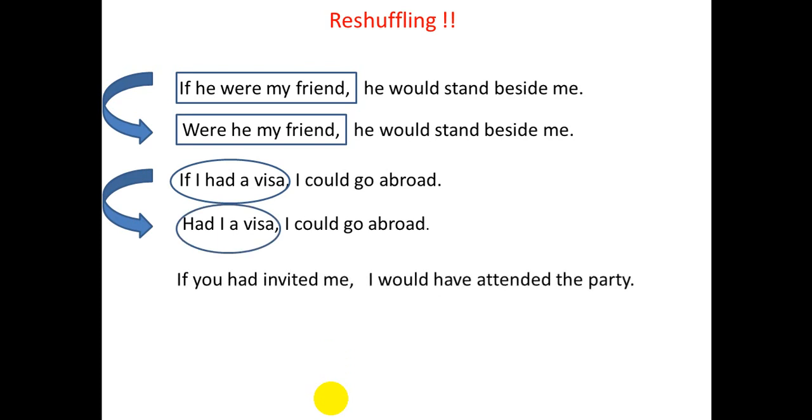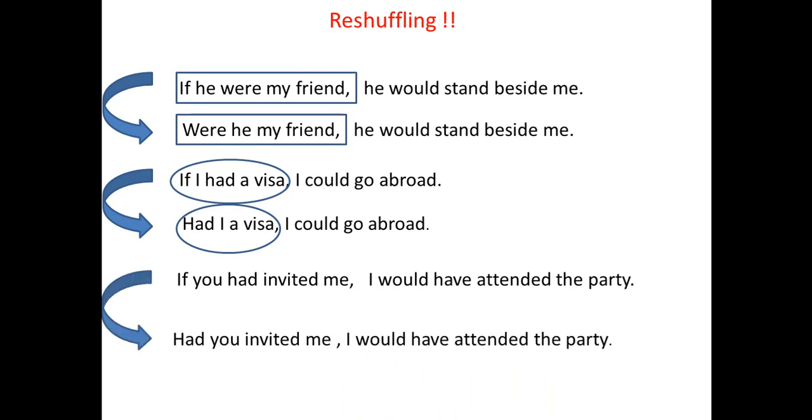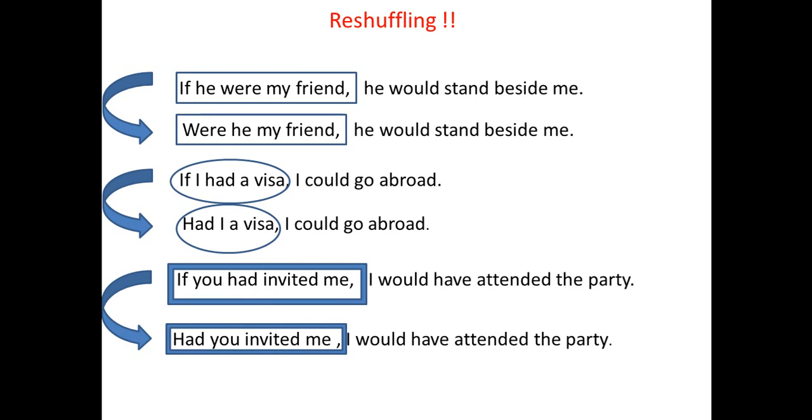Next one, if you had invited me, I would have attended the party. This can be written in a different appearance. This is, had you invited me, I would have attended the party. Here lies the change. If you had invited me, had you invited me. So what we find here is, if we remove if, then were or had must come at the beginning. Okay, remember these things.